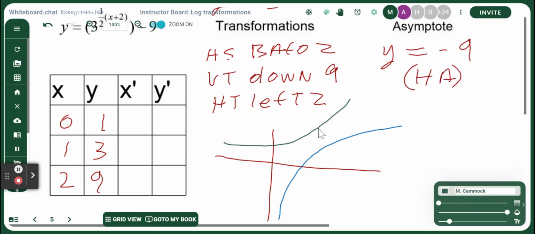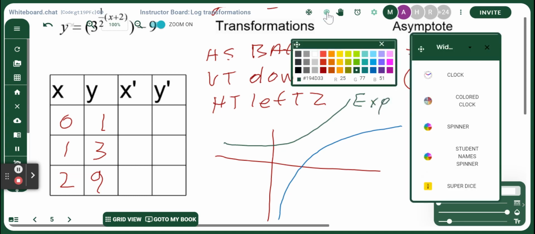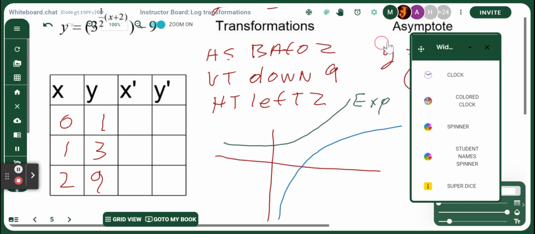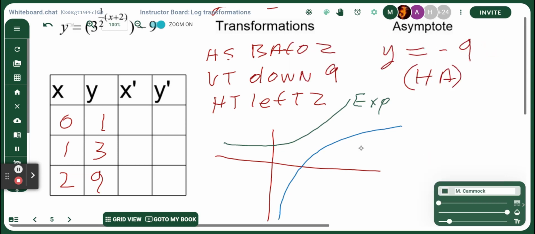So this one, the green line, hopefully you can see my green line. It's not very green, but let's pretend that it is. That green line has a horizontal asymptote, so that's the exponential. Whereas the blue line is a log function. Oh, it's still green. Anyway, that's the log function, and that one has a vertical asymptote. Do you see what I'm saying here, Jeremy? Does that make sense?